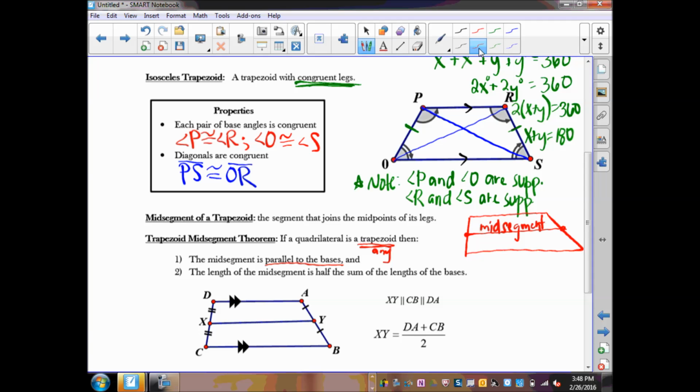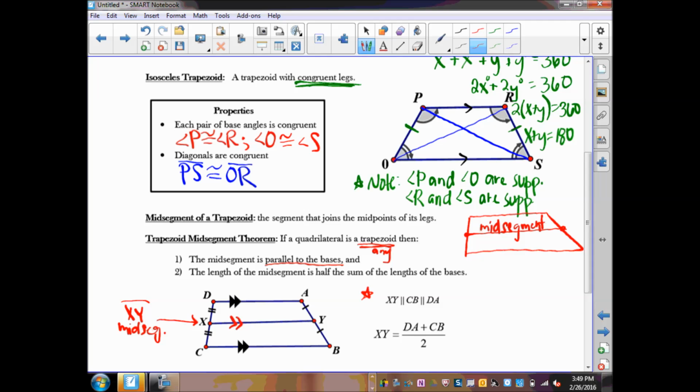So first let's take a look at parallel to the bases. So our mid-segment is parallel. Here we have our mid-segment is XY. XY is the mid-segment. Call it mid-seg. So XY is going to be parallel to DA and CV. That's a defining characteristic. That's the first one here.